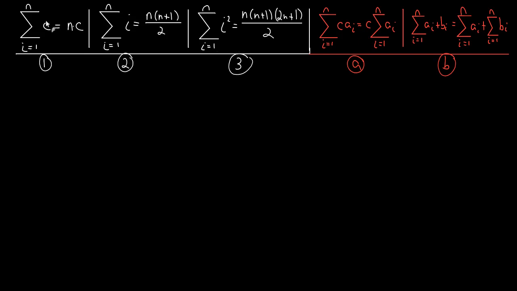So for example, if you were just summing a constant, what it adds up to, the actual value, is just n times c. Or if you're summing up i, the actual value that that adds up to is n times n plus 1 over 2, etc. The difference between these three formulas and these two properties, a and b, is that properties a and b don't give you a value back. All they're doing is taking harder sums, and there are rules for converting those harder sums into easier sums.